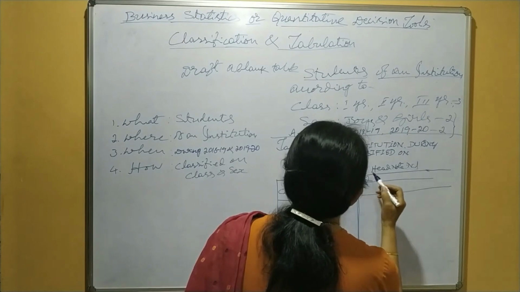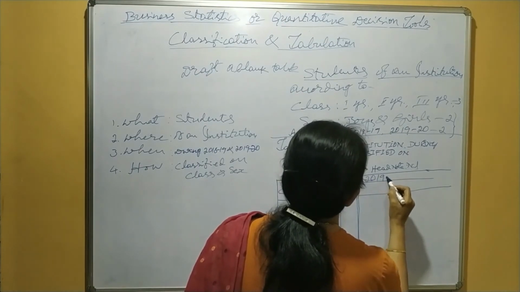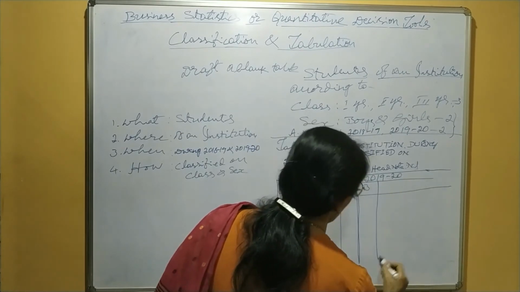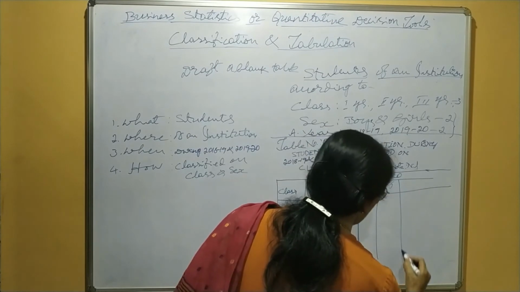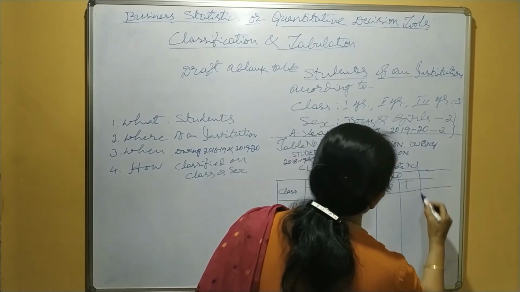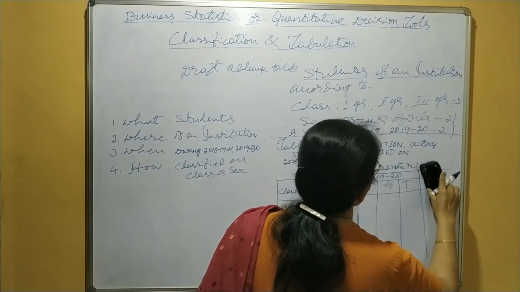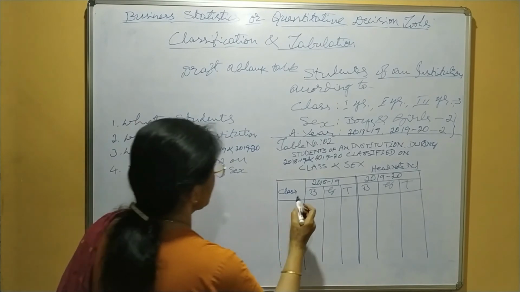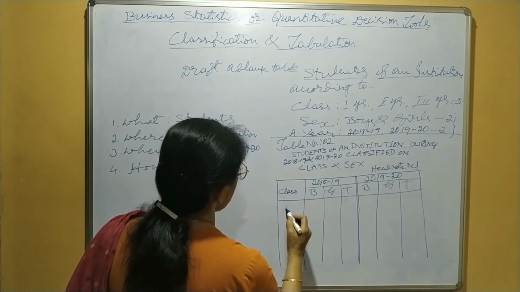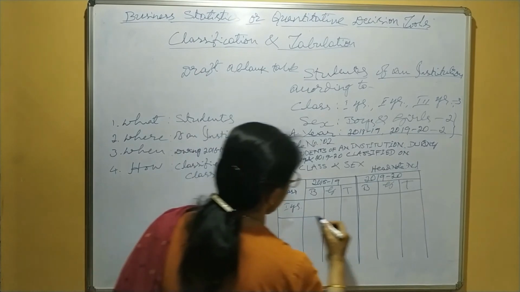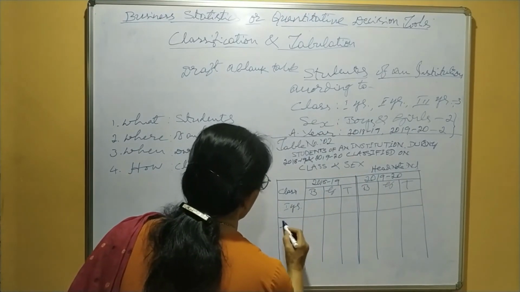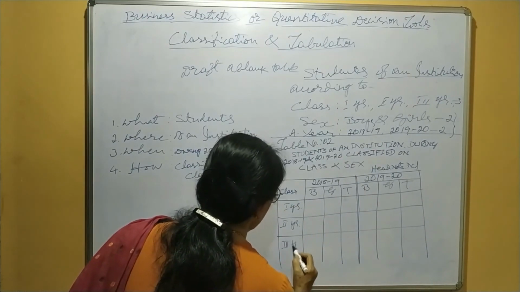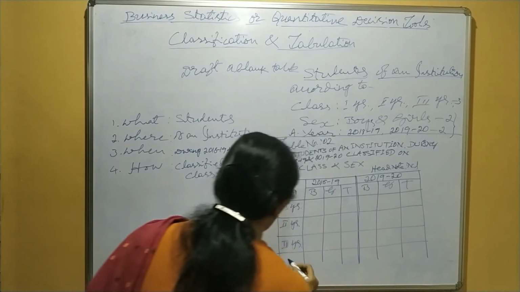Then the next main column is 2019-20. Again in 2019-20, how many boys were there, how many girls were there, and what is the total strength of students in the year 2019-20. Then under class, we come across first year, second year, third year, and total.